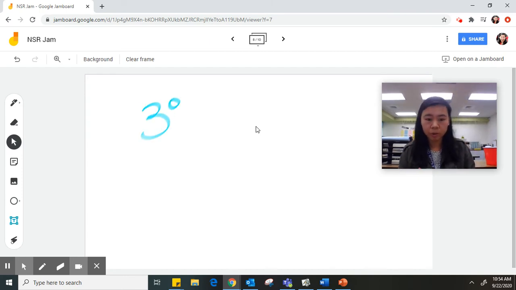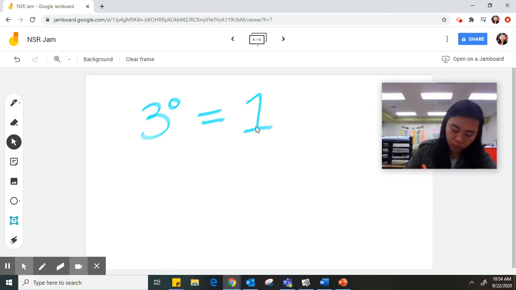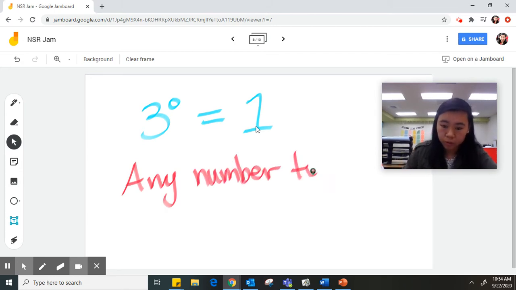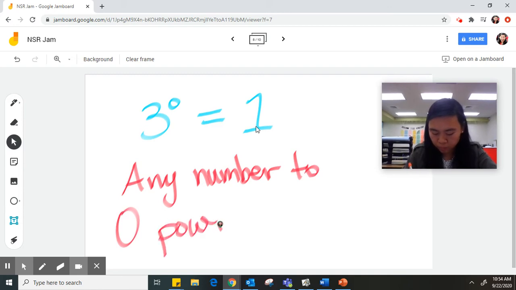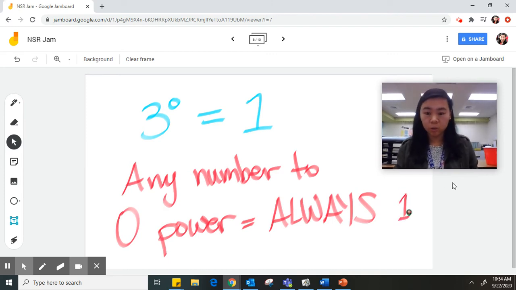Okay, now this is something that you might have to memorize. Anything to the 0th power is always going to be just plain old 1. So I'm going to write this out for you. Any number to the 0 power is always 1. I'll write this little 1. It's always going to equal 1.